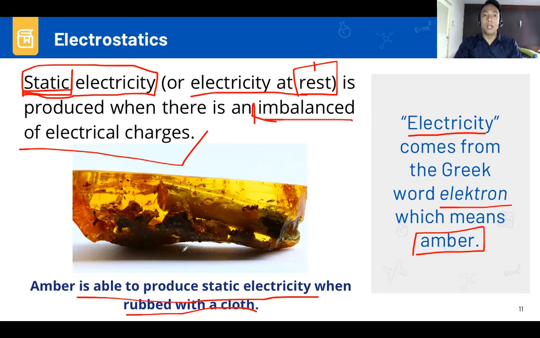Again, for this slide, we need to summarize first. Static electricity means electricity at rest. To achieve that, there must be an imbalance of electric charges. Electricity comes from the Greek word electron, which means amber. Amber is yung dagta. And if you rub it on a cloth, it will produce static electricity. Okay, that's for slide one.